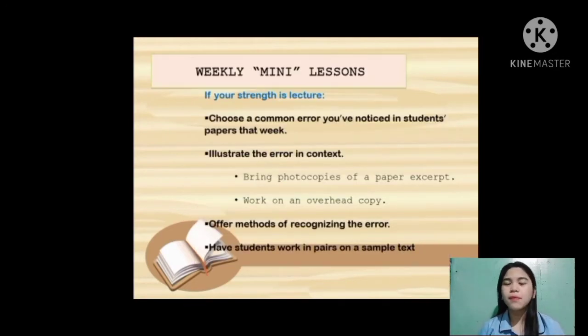So first, let us discuss the first method, the weekly mini lesson, especially if your strength is lecturing. The situation might be, you ask your students to write an essay, then choose a common error you've noticed in students' papers that week. Illustrate the error in context. For example, you have noticed that your students are confused in using the tenses. Then bring photocopies of a paper excerpt. Let the students realize what should be corrected. Work on an overhead copy. Offer methods of recognizing the error. Have students work in pairs on a sample text. Let them do the work.